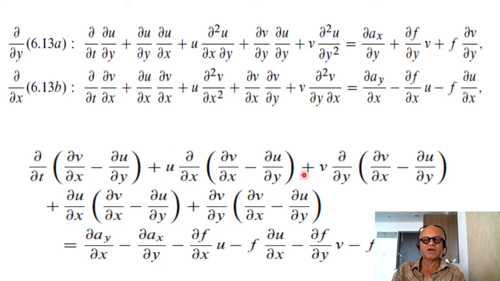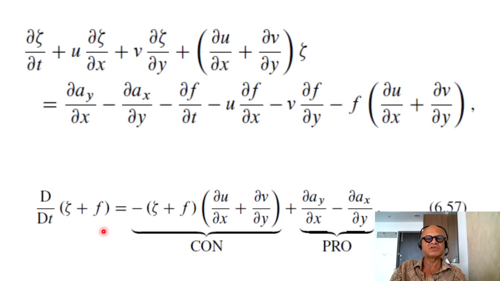So in each case we have zeta, the vorticity, so obviously we are creating a vorticity conservation equation, plus (du/dx)(dv/dx − du/dy) plus (dv/dy)(dv/dx − du/dy) should be equal to (dAy/dx − dAx/dy) − (df/dx)u − (df/dy)v, and these terms, minus f du/dx minus f dv/dy. Okay, so that's just a simple operation, nothing to panic about. Just look at them and make sure you understood all the steps.